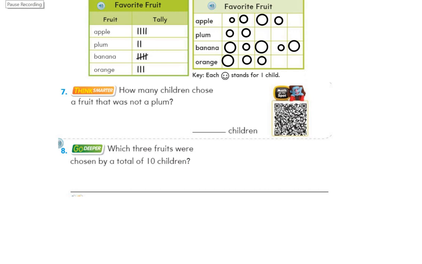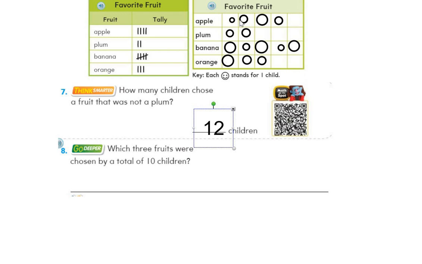Here we have our favorite fruits again up here, tally chart and picture chart. How many children chose a fruit that was not a plum? So we count everything except the plums. We have 4 plus 5, which is 9, 10, 11, 12. So 12 people chose fruits besides plums.